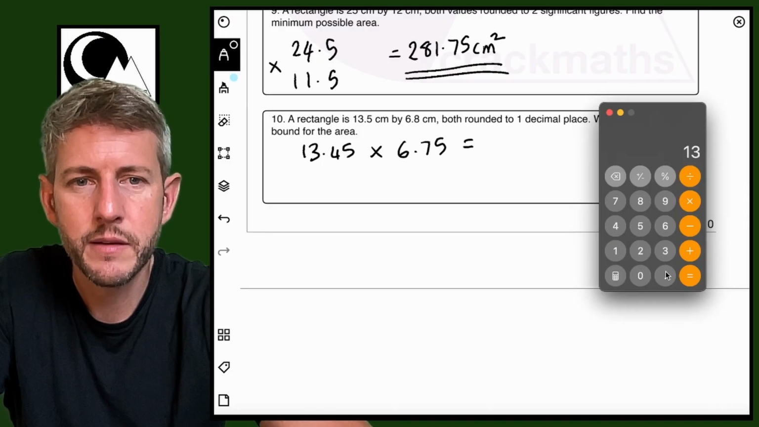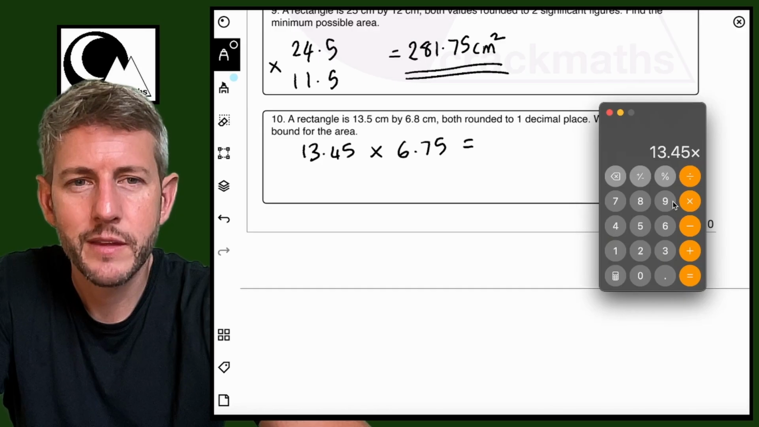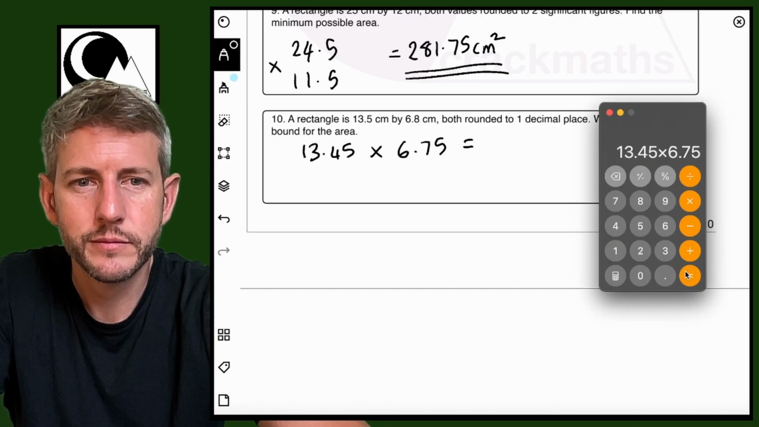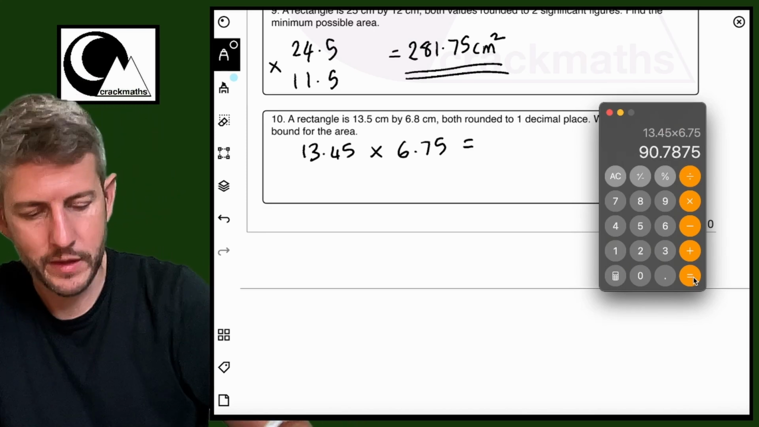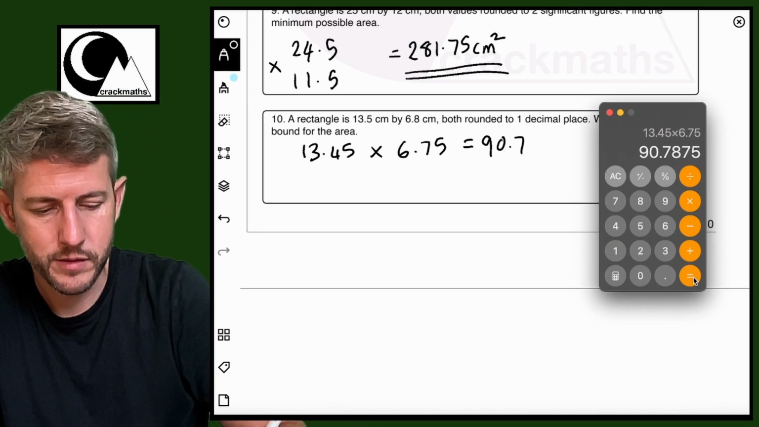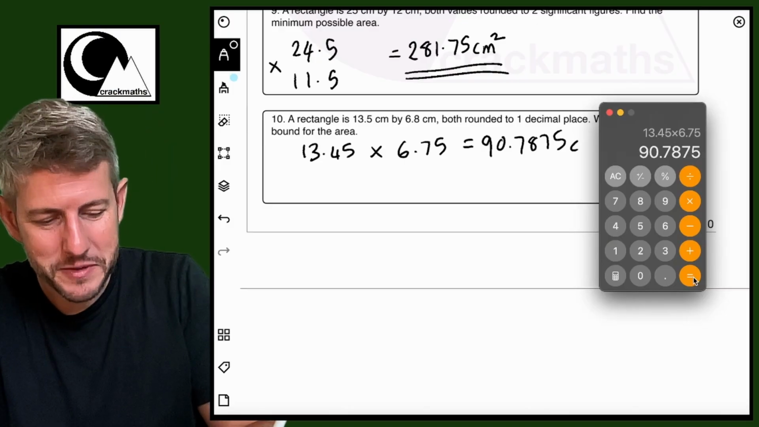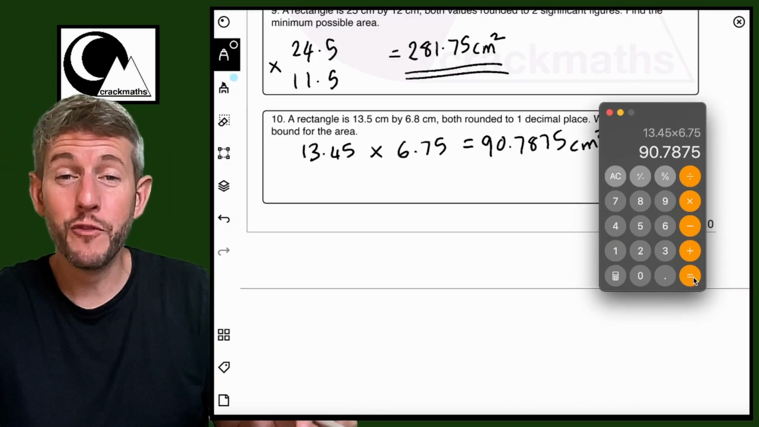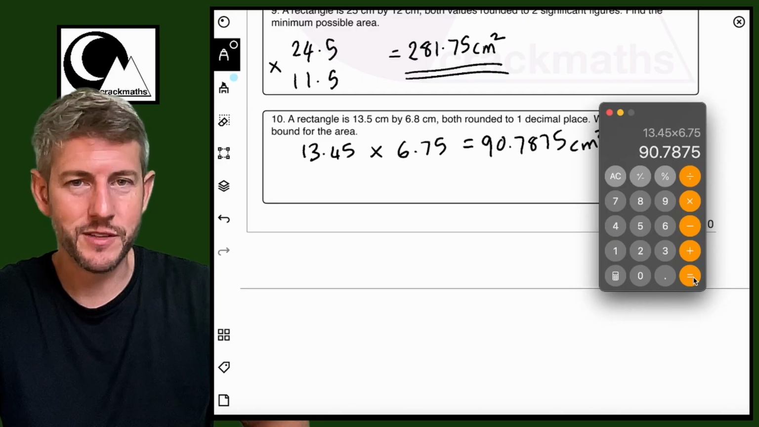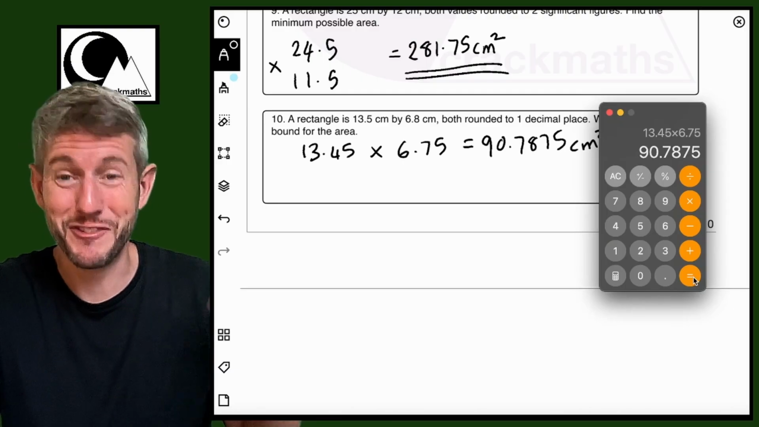So 13.45 times 6.75. Okay, done. Right, and that's centimeters squared. Right, let's move on to the scenario questions, you've just done the practice questions.